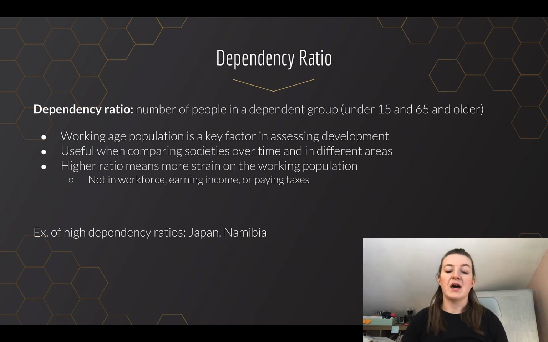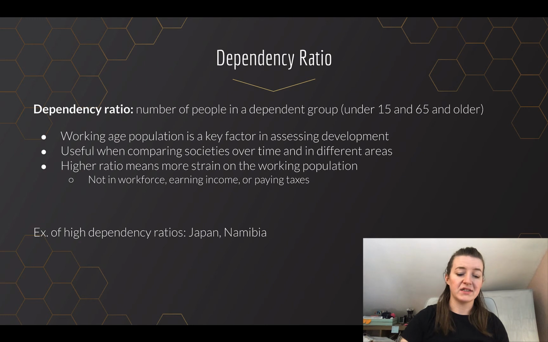So if we have a higher ratio, it means more strain on the working population. The people who are working age have to work more, they have to work harder, they have to pay more in taxes overall. If you are a dependent, you're not in the workforce, you're not earning income, and you're not paying taxes. So somebody has to do those things.